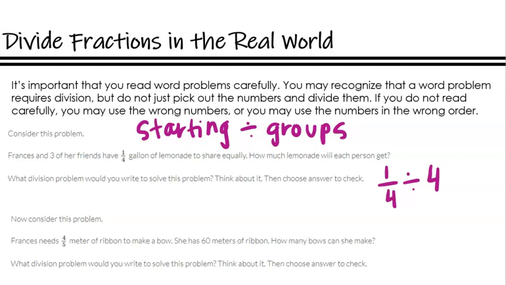Okay, again, what is our starting amount? How much ribbon does she have? She has 60 meters. So for this one, our starting amount is 60, and then the size of one bow is 4/5. For this one, you can think how many 4/5 are in 60, and so that's how you know which way to start. So sometimes you may start with a fraction, sometimes you may start with your whole number.